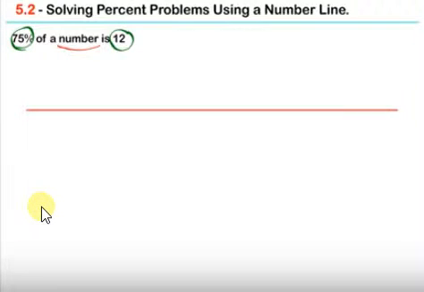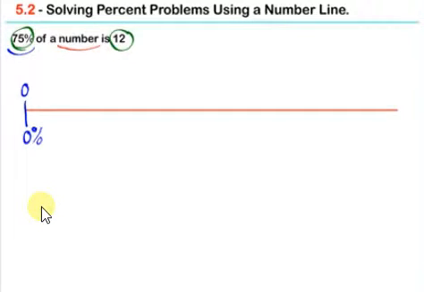Let us see how to solve percent problems by using a number line. There is not much difference to solving percent problems by using bar models. So what we should do first is to make the number line to have two sides. One of it will have the percentages and the other side will have the numbers.